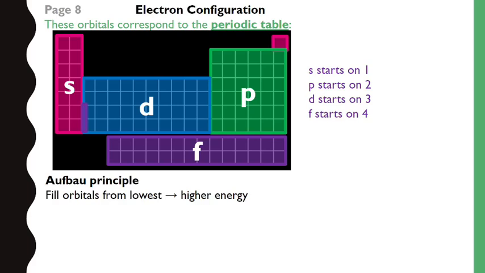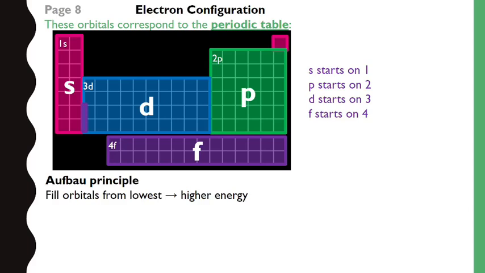But when we say that S starts at 1, that means that the first row, top left block of the S block is called the 1s. P start at 2, so the top left square, the beginning of that P block, is what we call the 2p orbitals. D start at 3, so 3d there at the top left of our D block, and F start at 4, so 4f there, the top left of the F block. These are our starting points for all of these blocks.